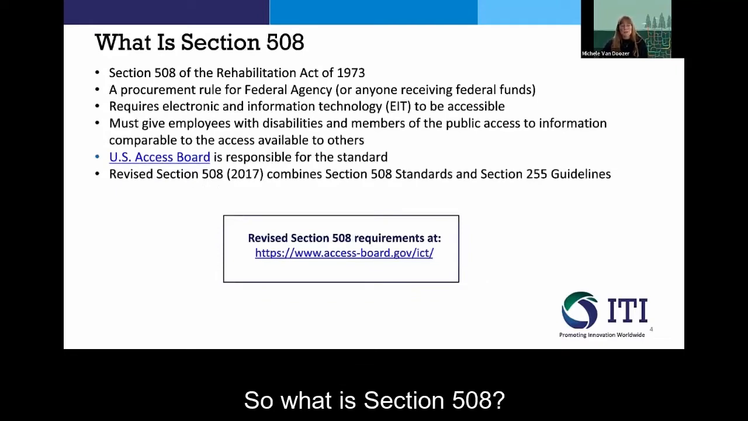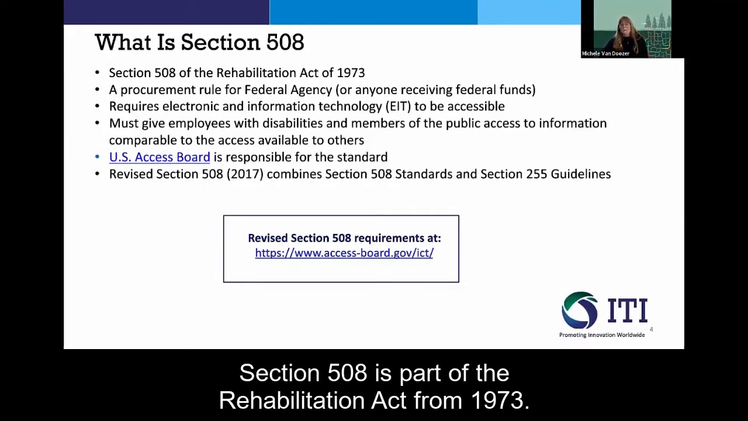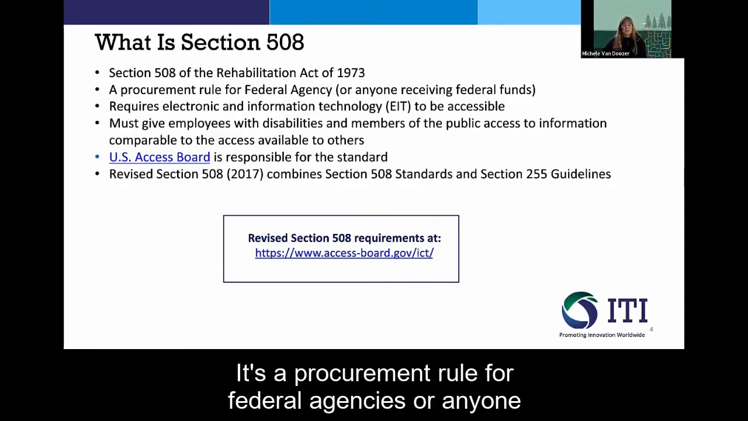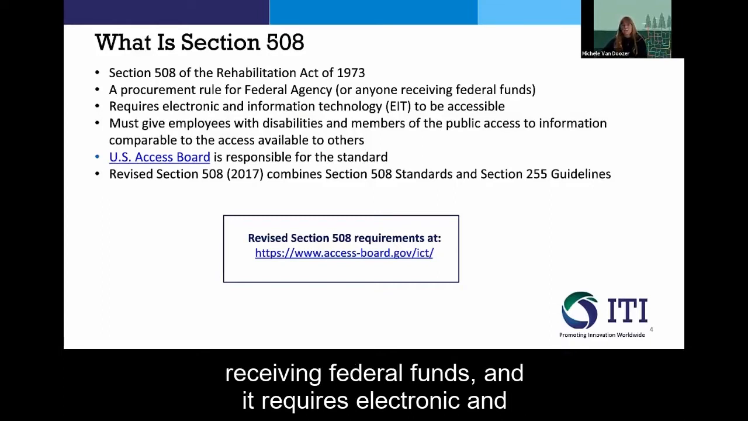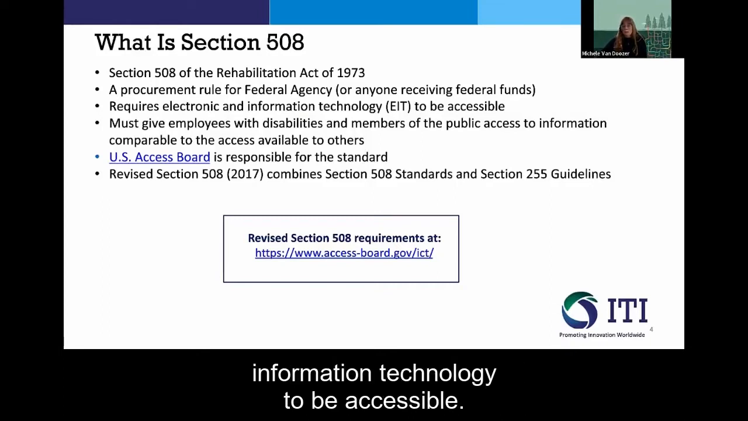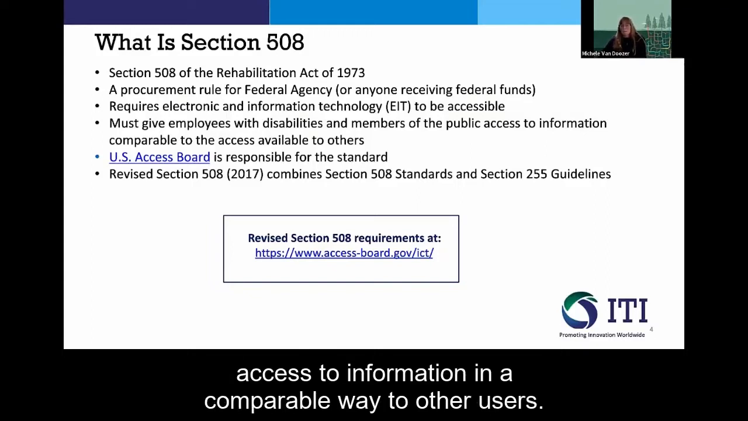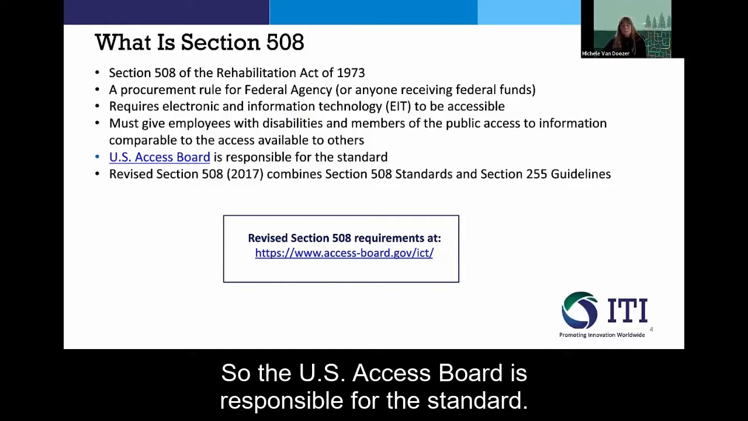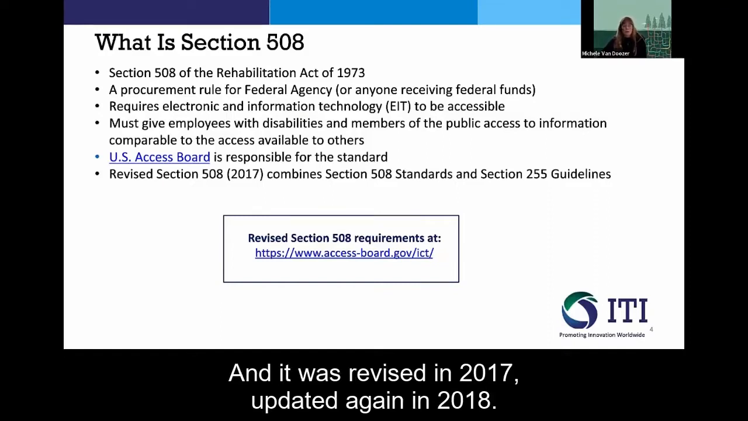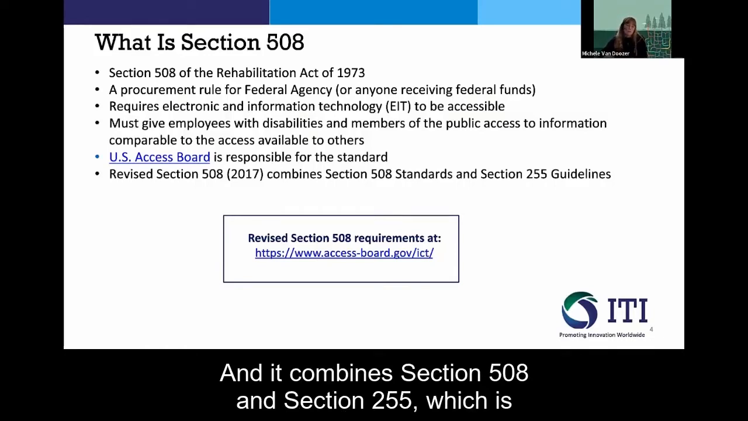So what is section 508? Section 508 is part of the Rehabilitation Act from 1973. It's a procurement rule for federal agencies or anyone receiving federal funds, and it requires electronic and information technology to be accessible. So we must give employees and members of the public access to information in a comparable way to other users. The U.S. Access Board is responsible for the standard, and it was revised in 2017, updated again in 2018, and it combines Section 508 and Section 255, which is a Telecom Act.